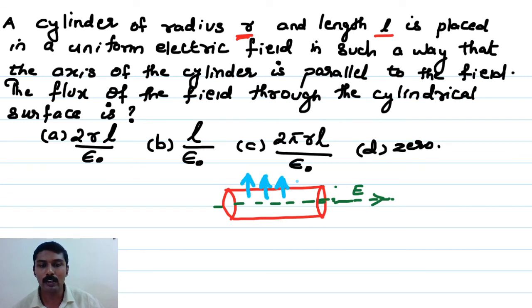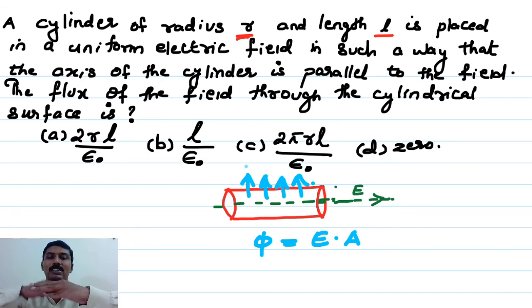Since the equation for flux is equal to E dot the area, and there is no electric field through the curved part of the cylinder, the obvious answer is that there is no flux passing through it, and the answer is 0.